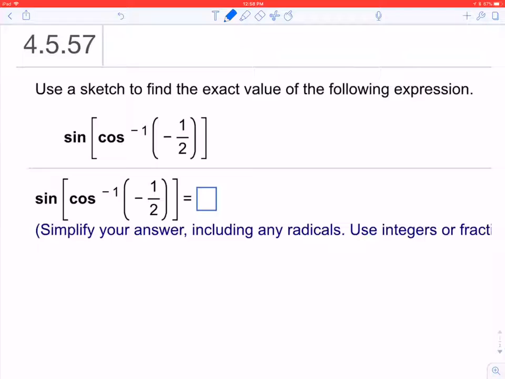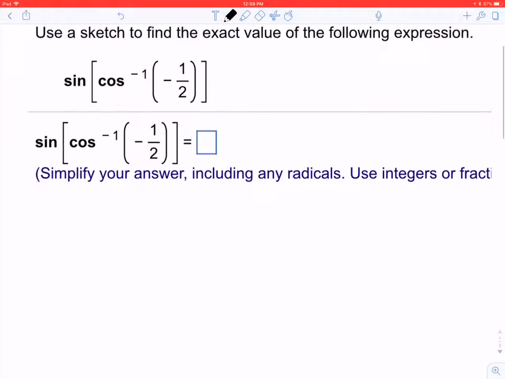So this question comes in, it says use a sketch to find the exact value of the following expression. In class, we made a statement that anytime we do an inverse trig function, we need to be clear about the domain and range. So the sketch that they're referring to is the following.